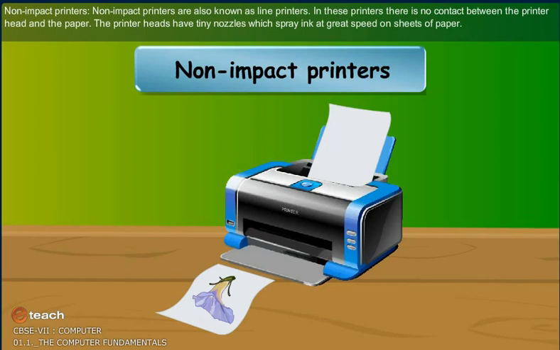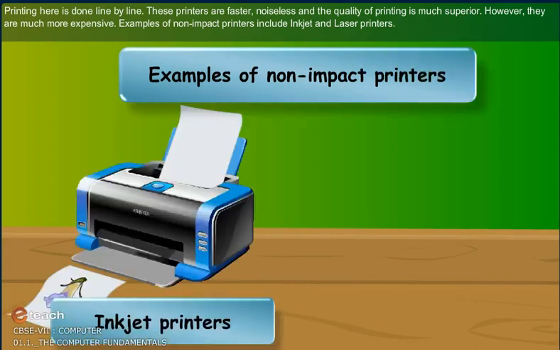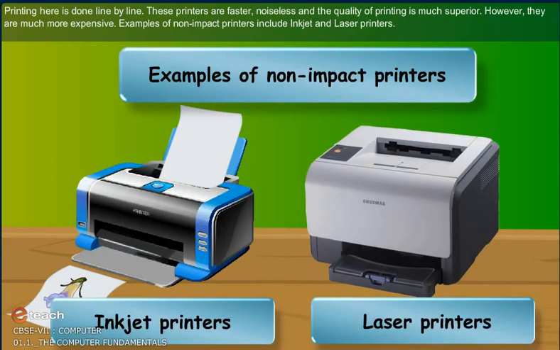Non-impact printers. Non-impact printers are also known as line printers. In these printers, there is no contact between the printer head and the paper. The printer heads have tiny nozzles which spray ink at great speed on sheets of paper. Printing here is done line by line. These printers are faster, noiseless, and the quality of printing is much superior. However, they are much more expensive. Examples of non-impact printers include inkjet and laser printers.